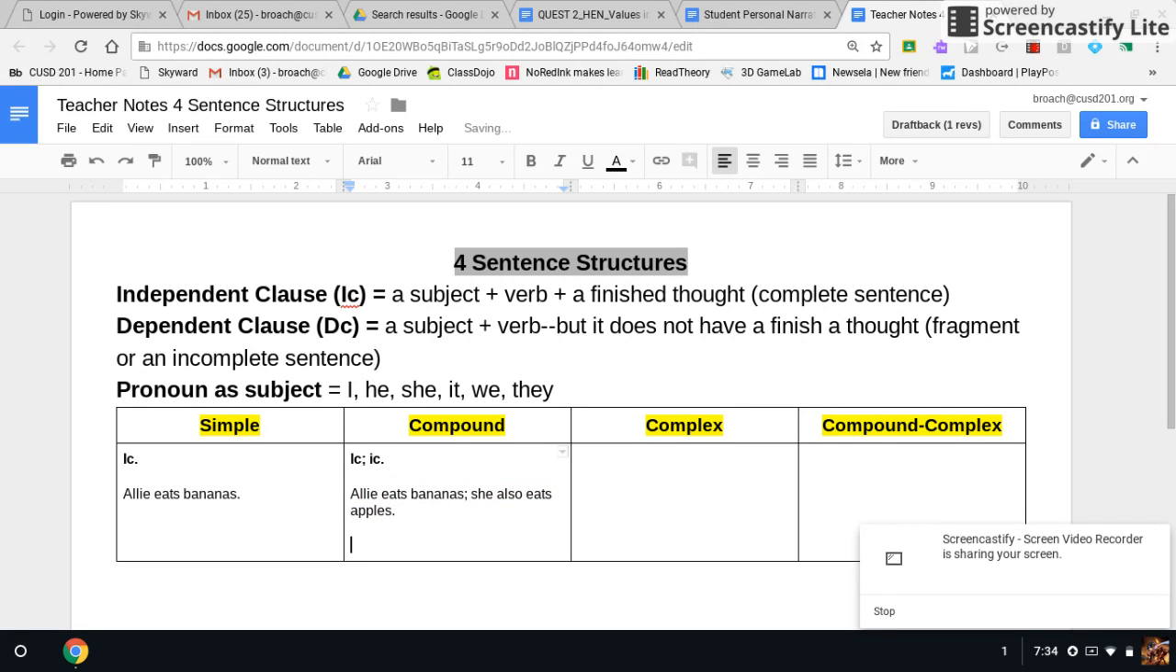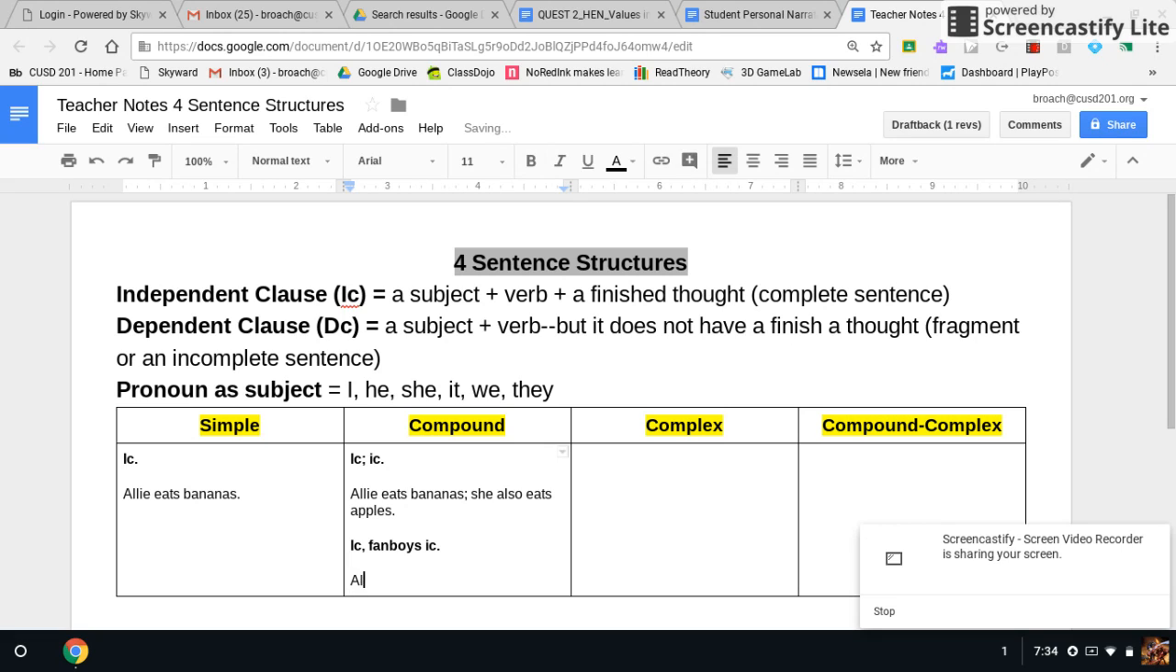Now there's another way to write a compound sentence, and it looks like this. I see, comma, include a fanboy, and you have your second independent clause. So here's what that structure looks like.